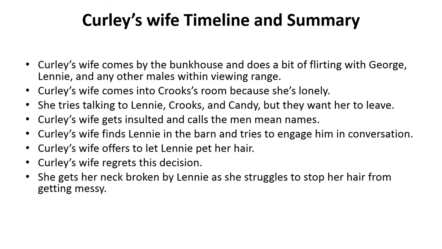Curly's wife finds Lenny in the barn and tries to engage him in conversation. This is in chapter 5 now. Curly's wife offers to let Lenny pet her hair. Curly's wife regrets this decision and she gets her neck broken by Lenny as she struggles to stop her hair from getting messy. So, very, very basic timeline of what happens to her in the story.